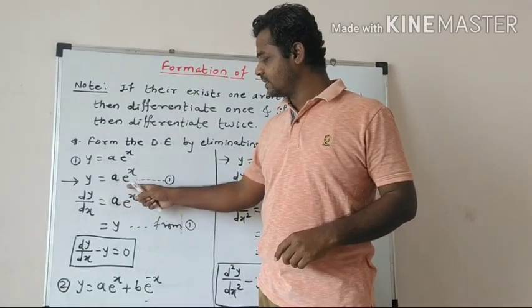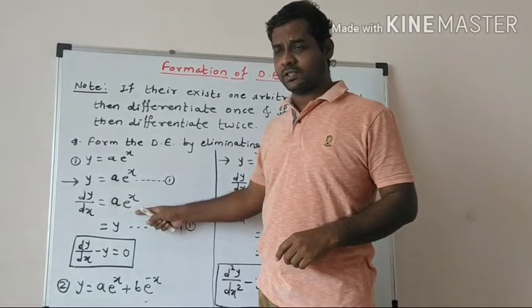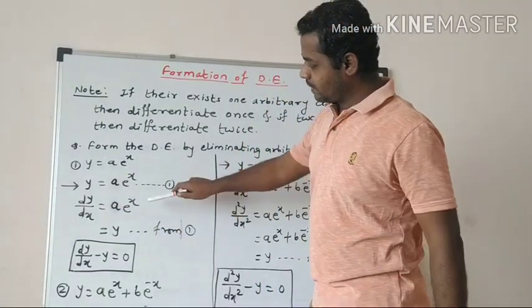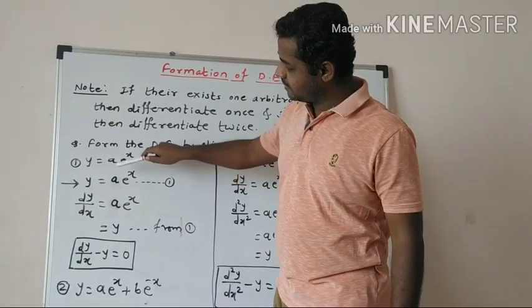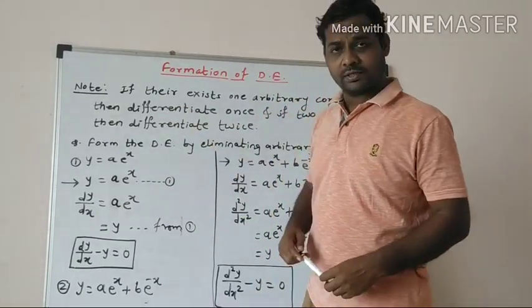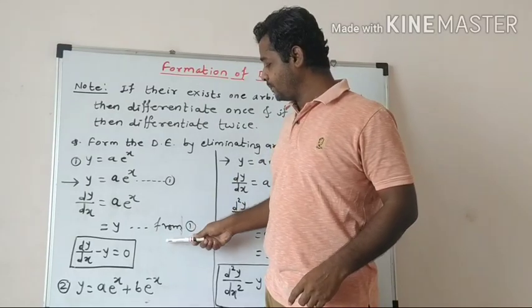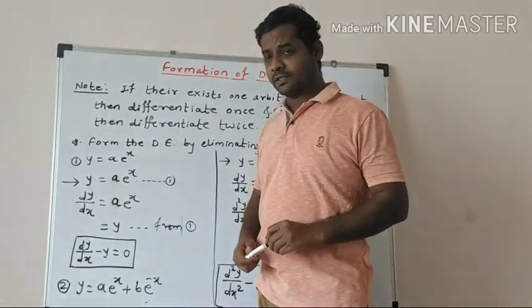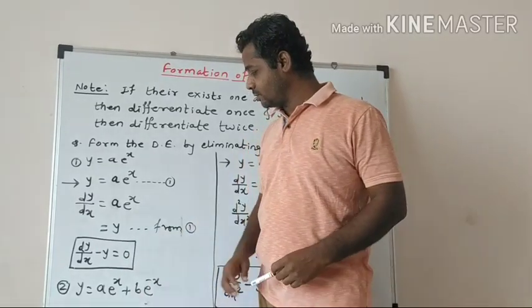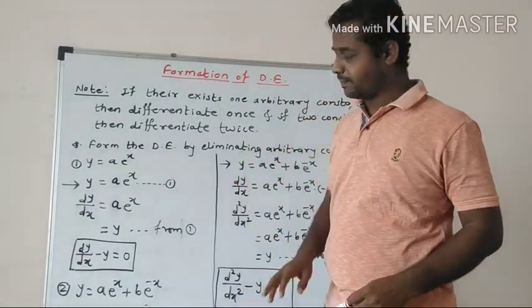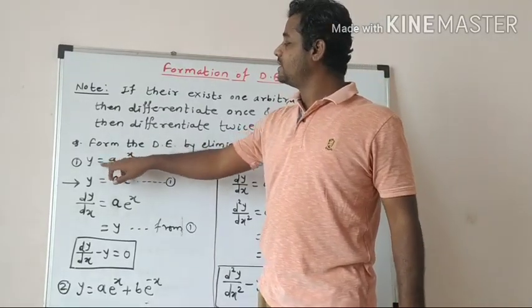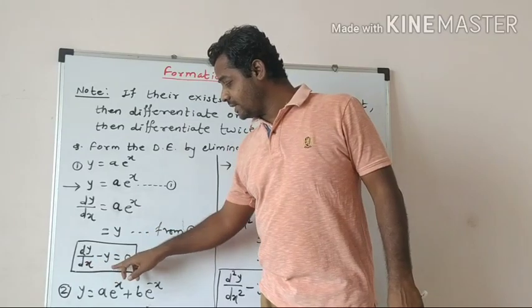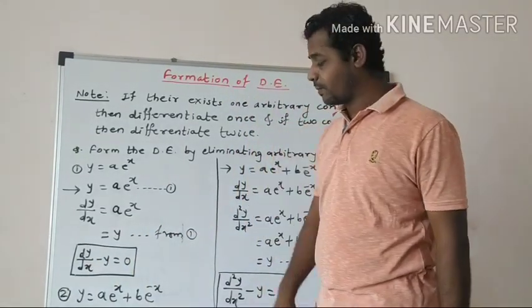A constant as it is. Derivative of e raised to x is e raised to x. So we get dy by dx is equal to a into e raised to x. So a into e raised to x is y by equation number 1. So therefore dy by dx is equal to y. So dy by dx minus y is equal to 0. Shift y to the other side, it becomes minus y. dy by dx minus y is equal to 0, which is the required differential equation. So if the equation is y is equal to a into e raised to x, then its corresponding differential equation is dy by dx minus y is equal to 0.